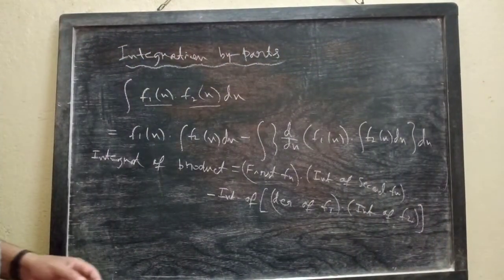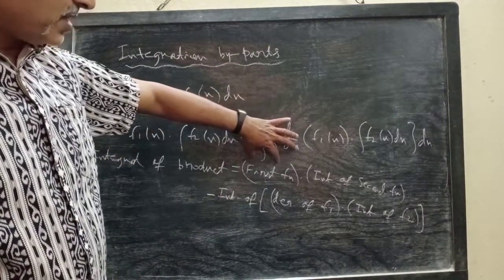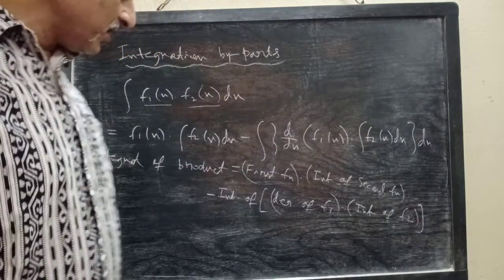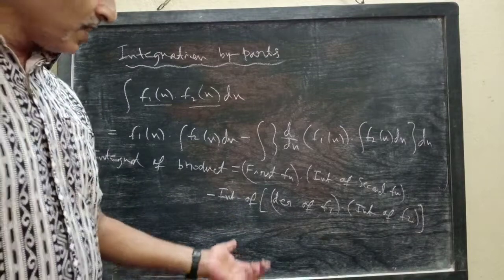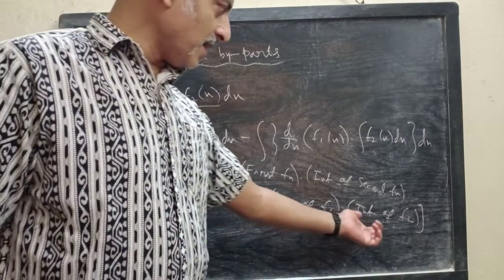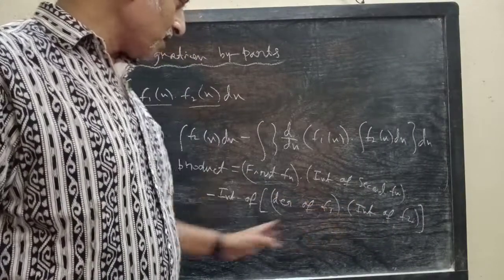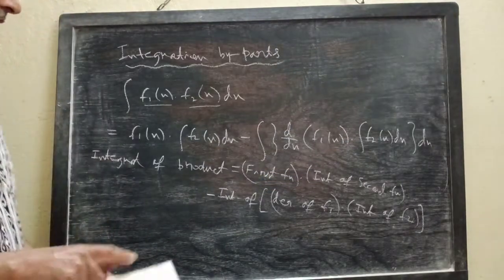So what you have to do? You have to write the first function into the integral of the second function, then minus integral of what? Integral of the product of the derivative of the first function and the integral of the second function. You have to take the product, then you have to take its integral. This is the formula.